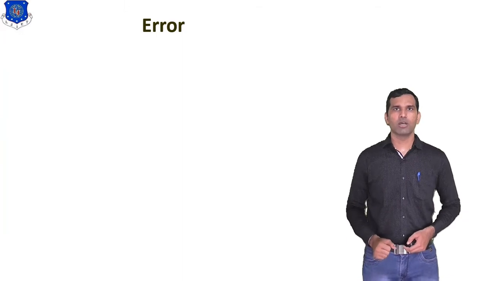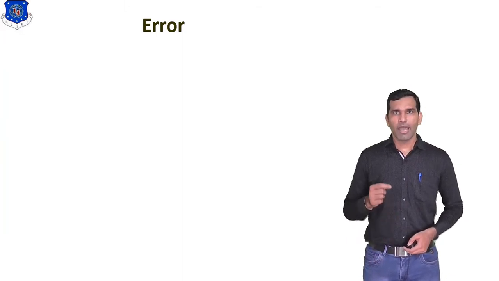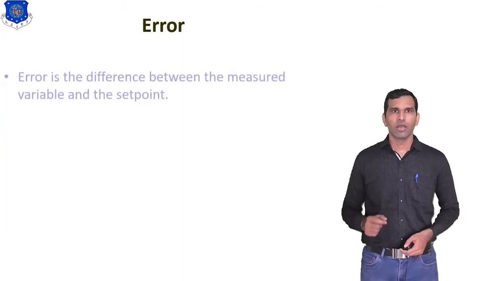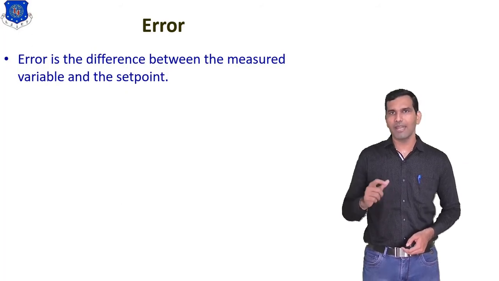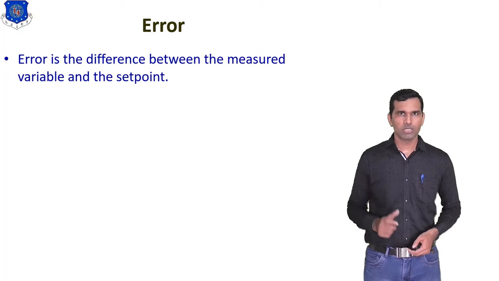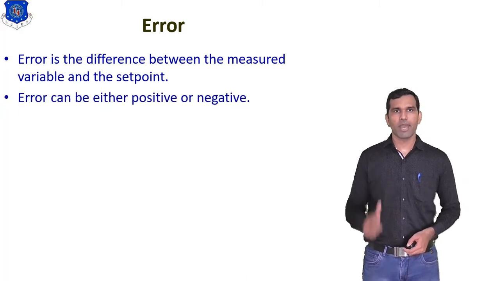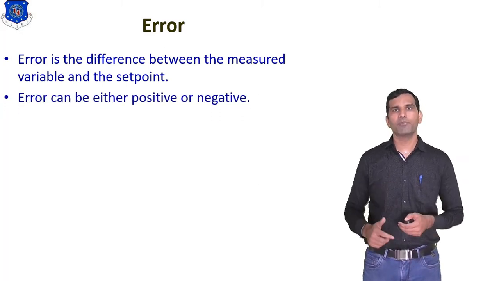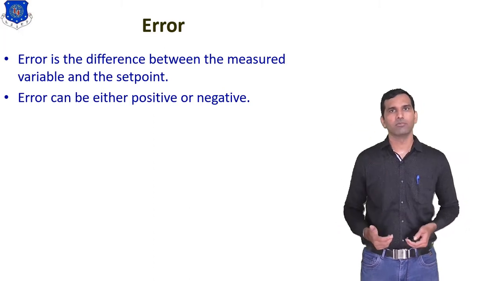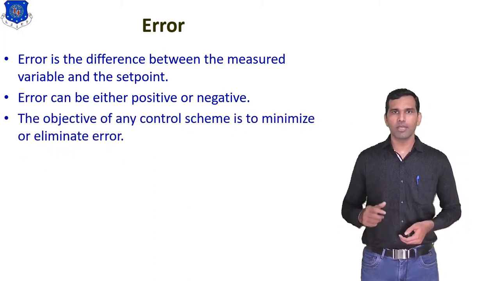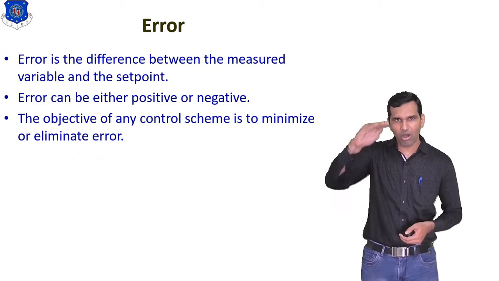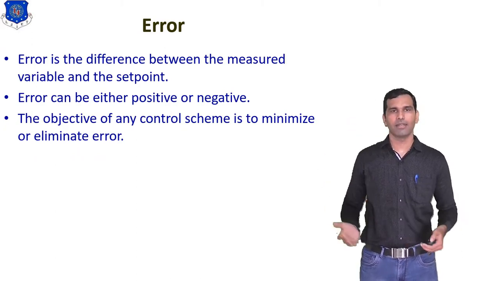Now we discuss another topic, the error. Error is the difference between the measured variable and the set point. So this is the general definition of error. Error can be either positive or negative. The objective of any control scheme is to minimize or eliminate the error.